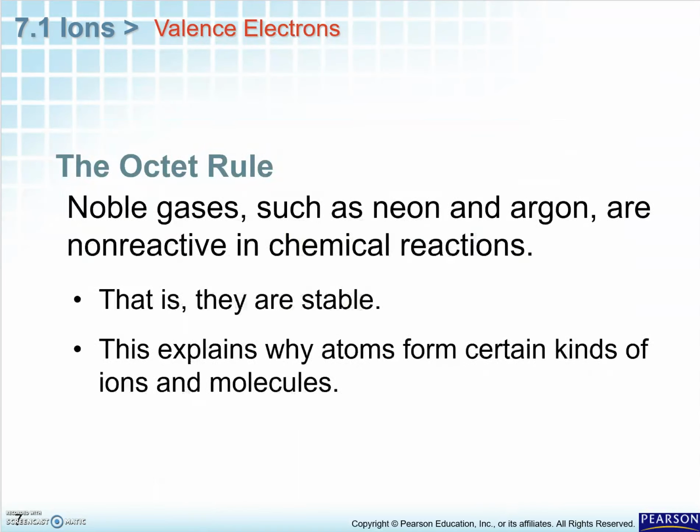And the whole reason that they want to do this is so that they can get something called the octet rule. The octet rule is why atoms start to act certain ways. They want to get as many electrons as close to a noble gas as possible. Our noble gases, such as helium, neon, argon, krypton, all of those are extremely stable because they have a full valence electron shell. So those guys actually don't even react with anything.